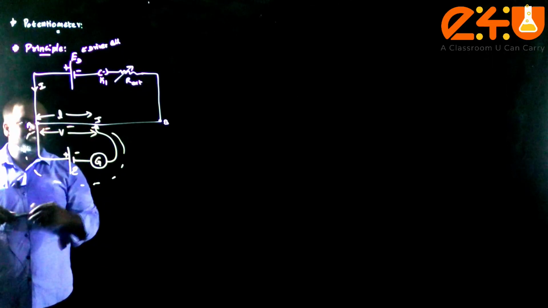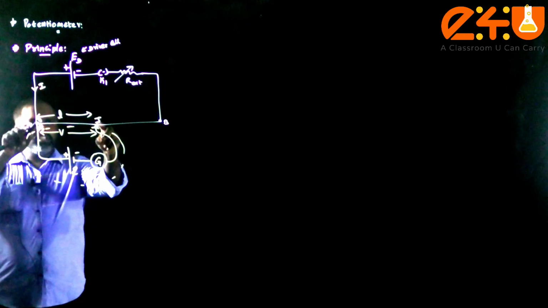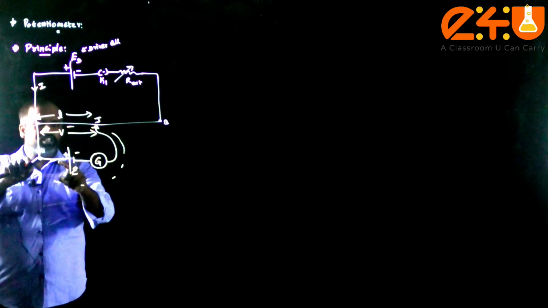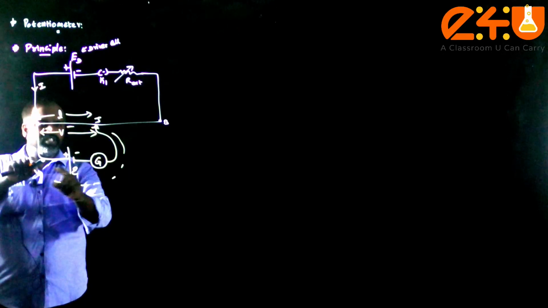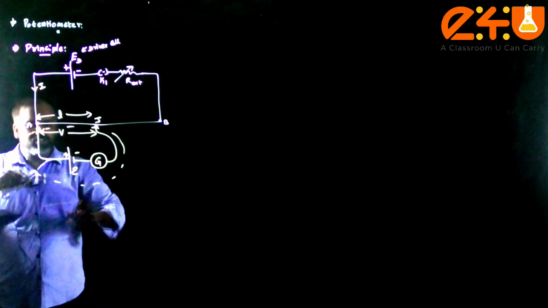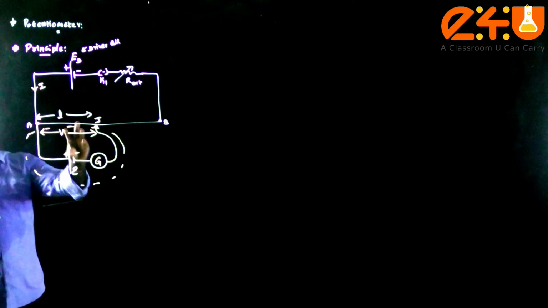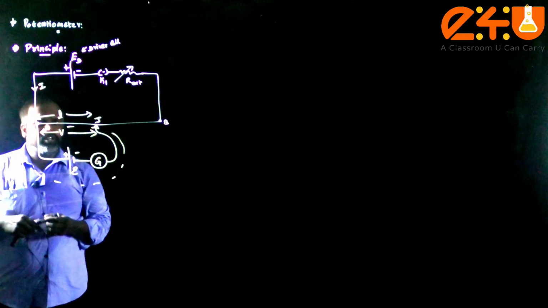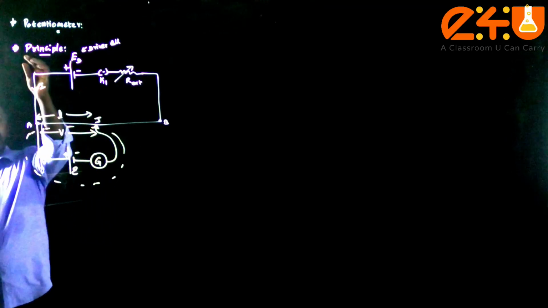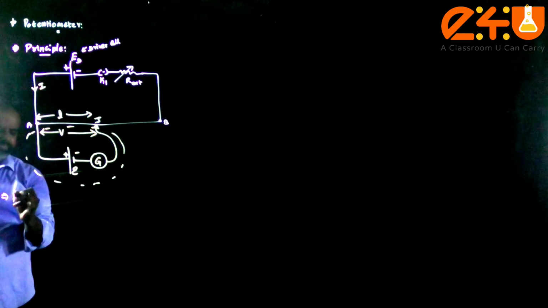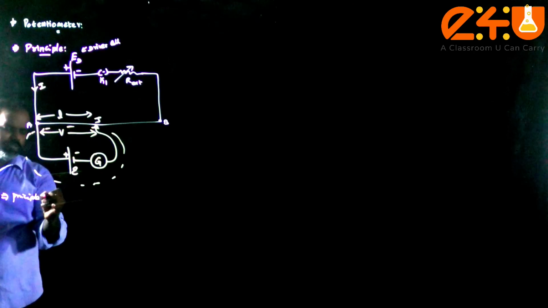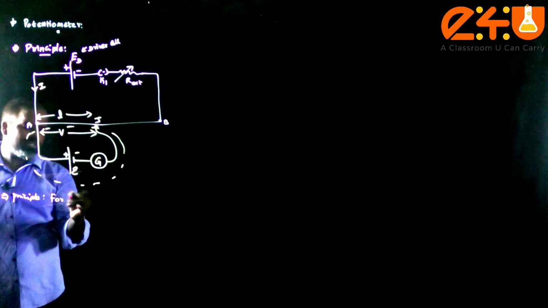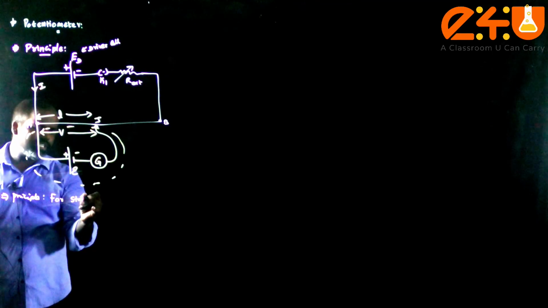So when the galvanometer shows zero deflection, it means the potential drop across this portion is the same as the terminal voltage, or the potential difference across the terminals of the given cell. So this is how the potentiometer works. So what the principle says is, the principle is for steady current, meaning constant current.